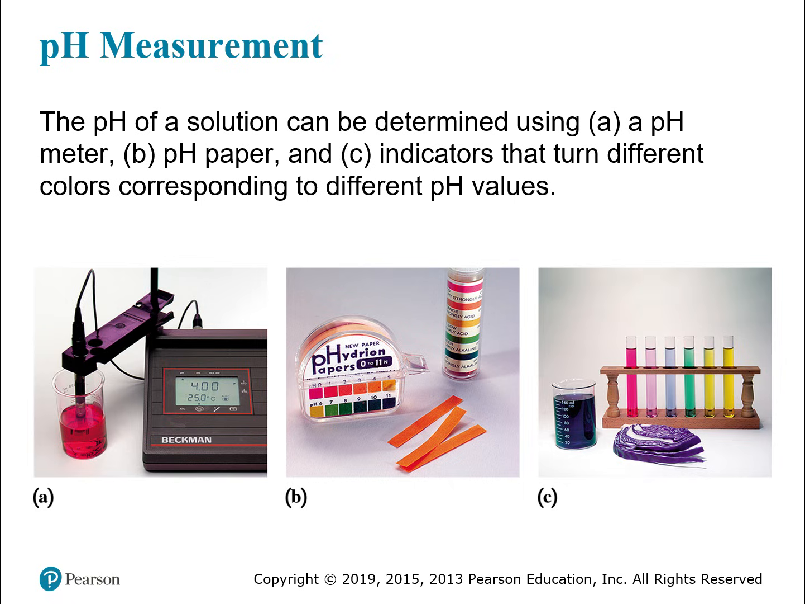In C, you can use different indicators that will turn colors that correspond to different pH values. So there's certain chemistry that happens with a chemical. There's a lot of different indicators. And once a certain pH is reached, then that chemistry happens and you see a color. So it's very pretty, very happy.